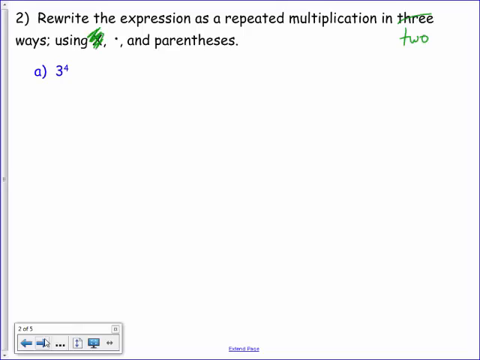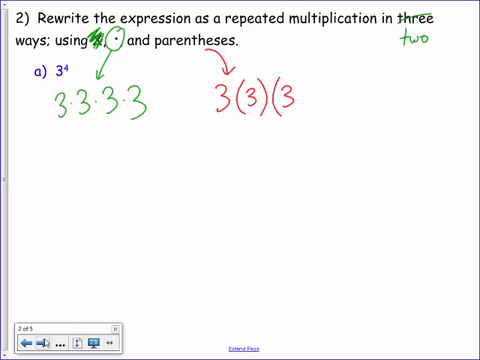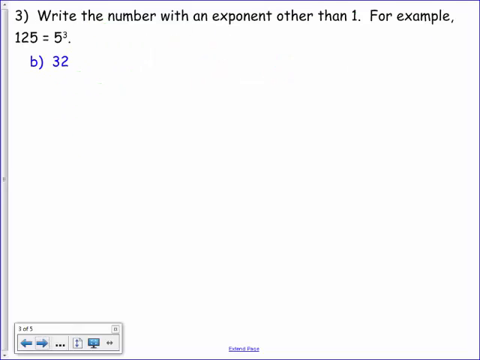So this is 3 to the 4th power, which means we're taking 3 times itself 4 times. So I can either write 3 times 3 times 3 times 3, okay, that's using the dot. Or I can do parentheses to show multiplication as well. Could I have parentheses around the first one? Sure. It doesn't matter. Usually we don't write parentheses around the first one, but you can. Anytime we have parentheses, the operation in between them is multiplication. Anytime we have dots, at that midway point, that also means multiplication. So let's get rid of using x's for multiplication. That's all you have to do for those 2.